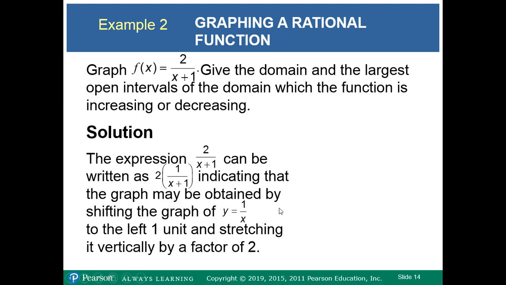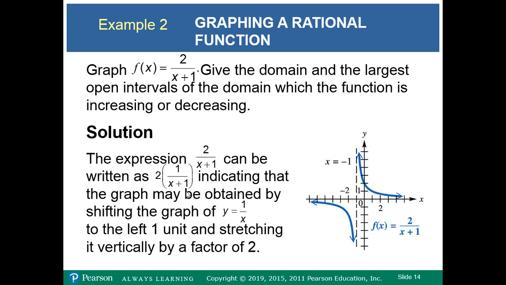So if we start with our basic function 1 over x, we're going to stretch it by 2, and then we're going to shift it over to the left 1 unit. And so now look what happens to our asymptote. Our asymptote shifts over to the left 1 unit as well. So now our vertical asymptote is at x equals -1, and our horizontal asymptote is still the same at y equals 0.